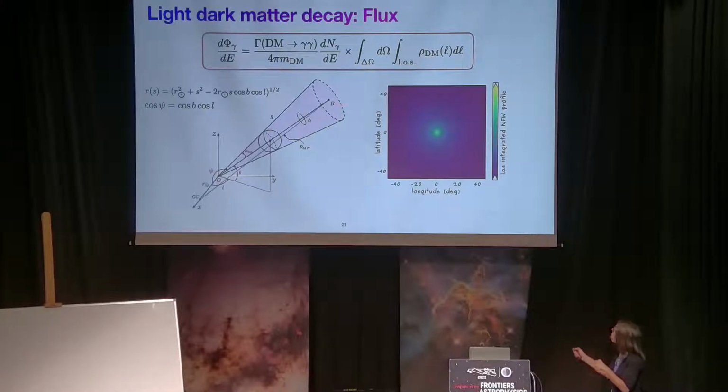If you do so for a typical dark matter distribution which is peaked towards the galactic center, this is the map that you expect in latitude and longitude for dark matter decay. Here is the galactic center, where you expect a bright spot because of the parametrization that has been used. This is a typical Navarro-Frenk-White parametrization of the profile. You would expect something smoother if you were to use, for example, a cored distribution of dark matter.